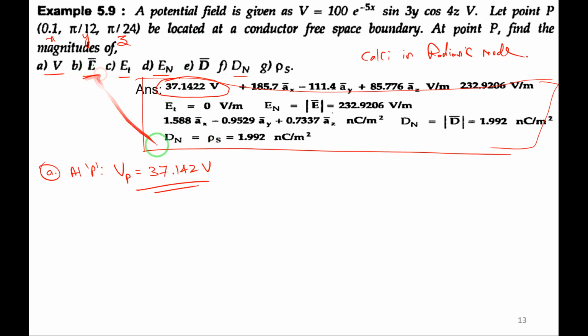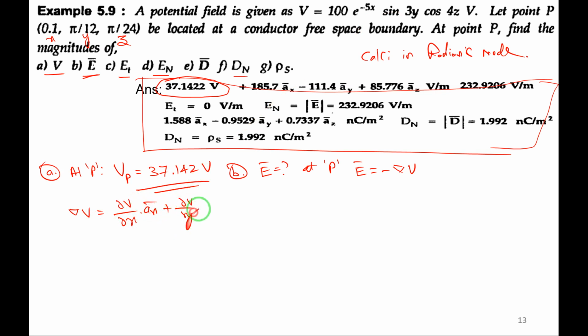Next we'll calculate E, at point P only. E vector equal to what, at point P, right? We know that E equal to minus del V. So we will write down the gradient of the scalar function V in the rectangular coordinate system only, because we have x, y, z. The gradient of a scalar point function is a vector. We know this formula: dou V by dou x into ax plus dou V by dou y into ay plus dou V by dou z into az. So we'll try to differentiate and write it.